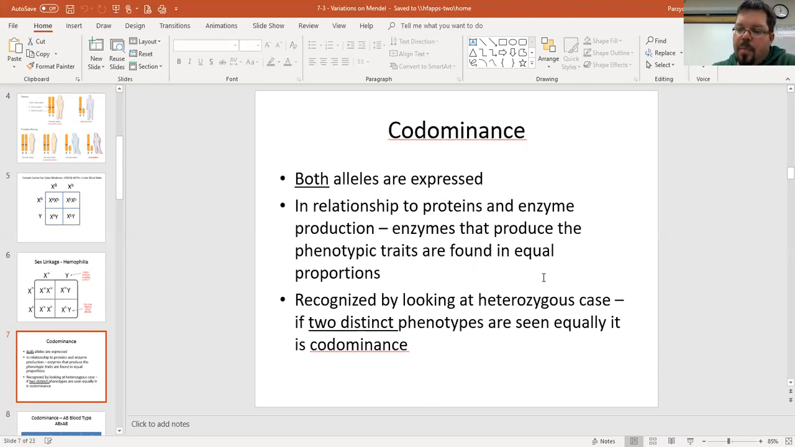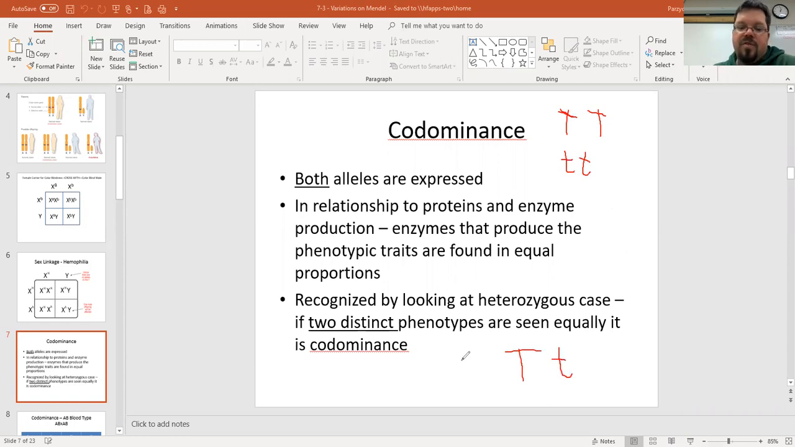So it was either purple or white. Now, in the case of codominance, you're going to look at the heterozygous case. Just to remind you, this is the homozygous dominant, capital letters. And then homozygous recessive would have both of the lowercase letters, but the heterozygote case has one copy of the dominant allele and one copy of the recessive allele.